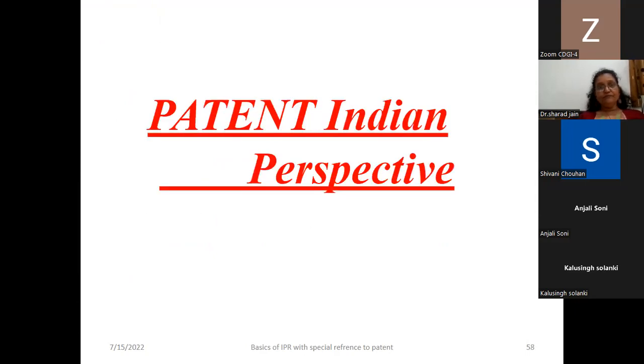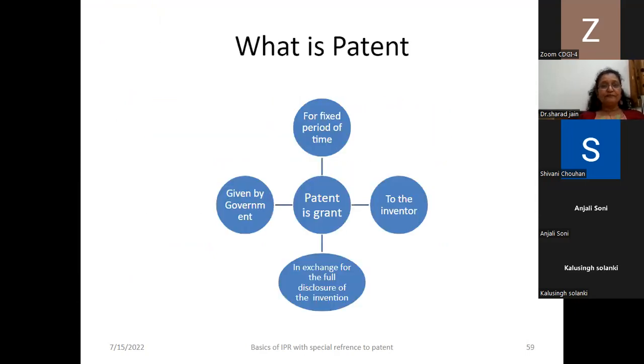Patents. From the Indian perspective, a patent is given for a fixed period of time from the date of application, that is 20 years, and is given by the government. It is a grant given to the inventor in exchange for the full disclosure of the invention. If somebody gives full disclosure of their invention to the government, the government grants them the property, and that process and product is the property of the person who disclosed it.